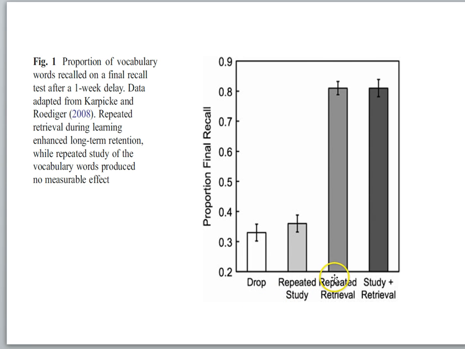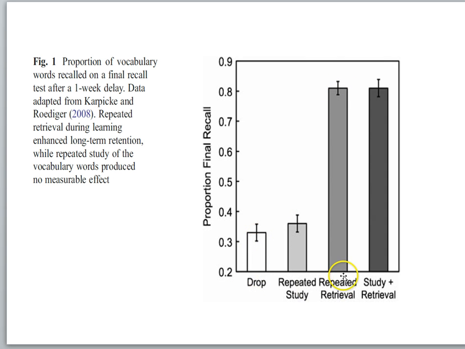And let's examine the condition here. Let's compare bar 3 and bar 1, the repeated retrieval condition. This is a condition where the students did not do any further study with the word. It was not in the pile. They didn't look at the word and its translation. No further study, but what they did do was repeated retrieval attempts. So they would see the word and then try to retrieve the translation. And notice the significant improvement in performance for this group compared to the drop condition here.